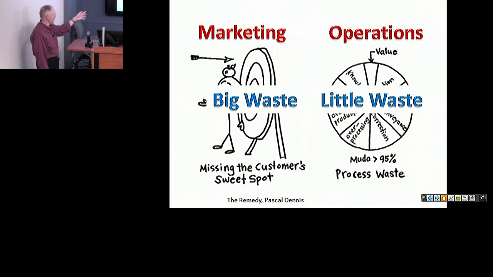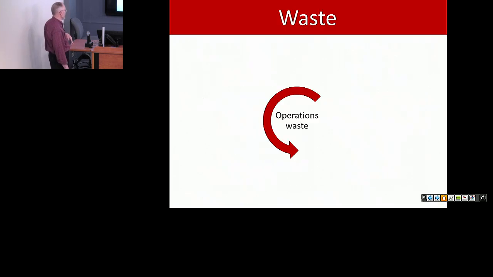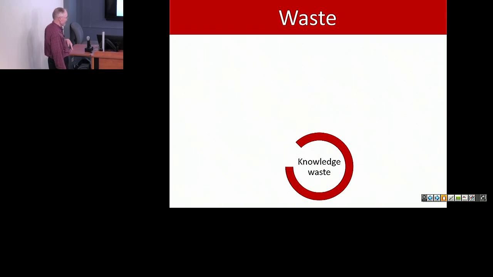Right? And what we're then going to talk about in waste here is really about inside operations waste. Not that it's insignificant, but it's a smaller part of waste than the bigger error of missing that. So we're going to talk about that next time in more detail. We're going to spend a whole session on operations waste. Right? I want to talk a little bit about knowledge waste.